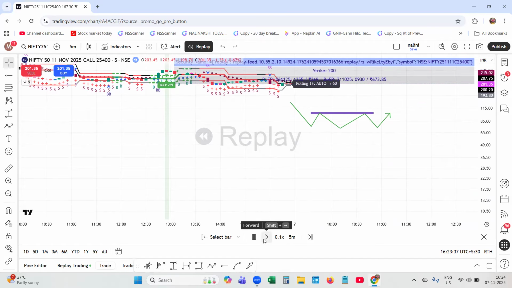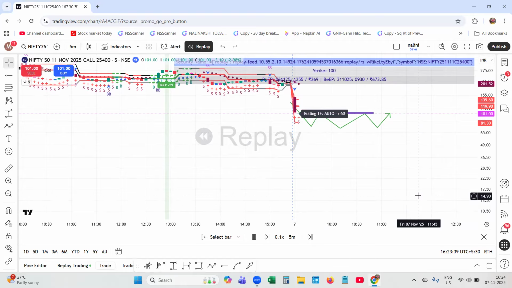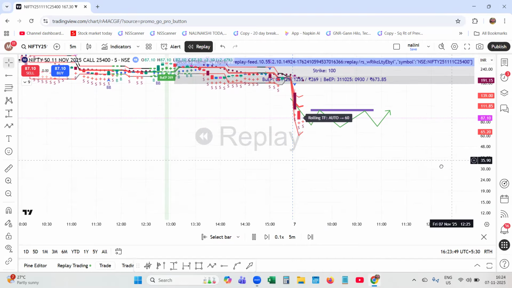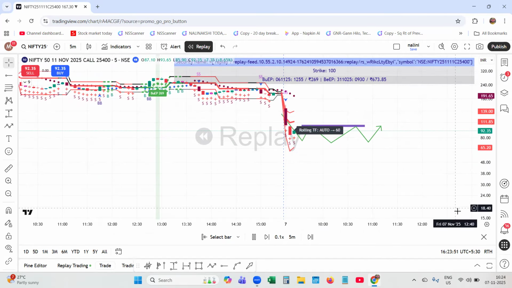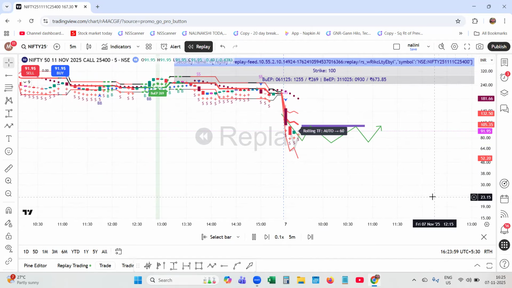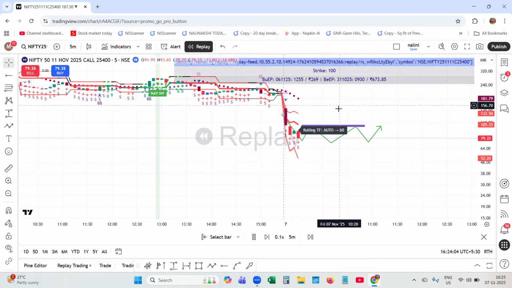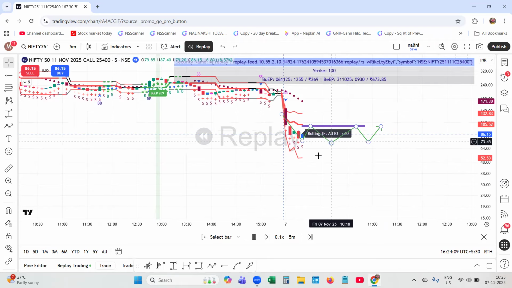Where it has started. Yeah, it is starting. Can you see over here? That on 7th. Now it will start. Today is 7th. Price coming down. Price opened not very deep, 146. It is coming down. Can you see here?